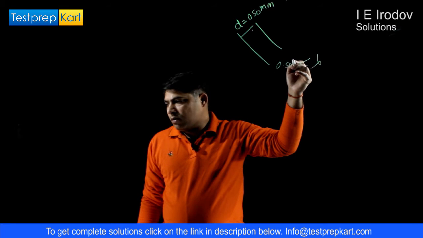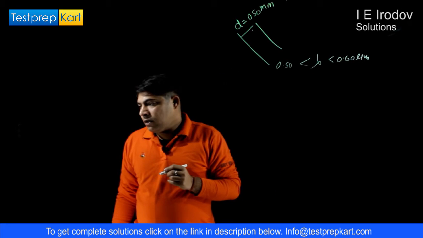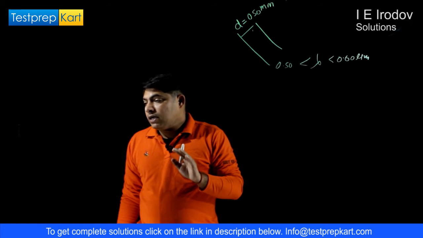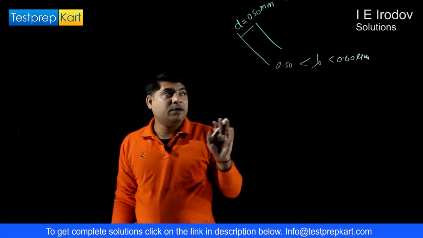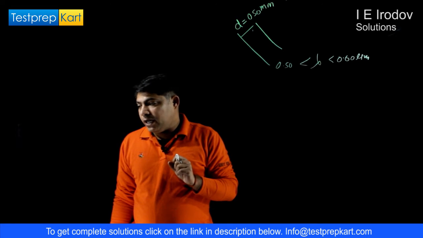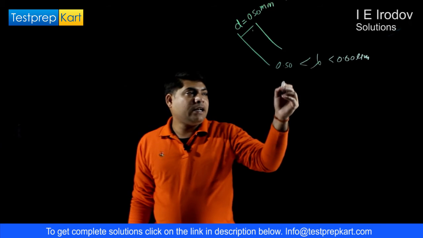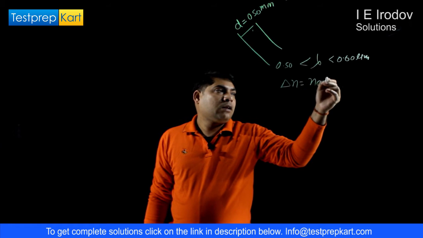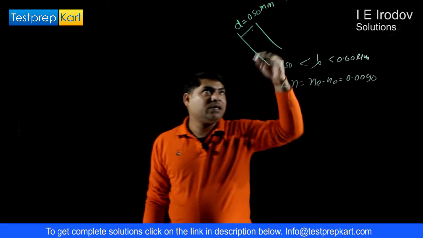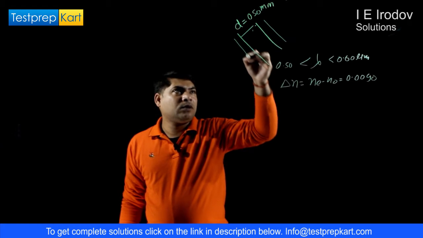0.50 to 0.60 micrometer does the intensity of light which passes through the system become independent of rotation of the rear prism? The difference of refractive indices for ordinary and extraordinary rays in the wavelength interval, delta n, is equal to 0.0090. So basically there is a quartz plate placed between two Nicol prisms, right?